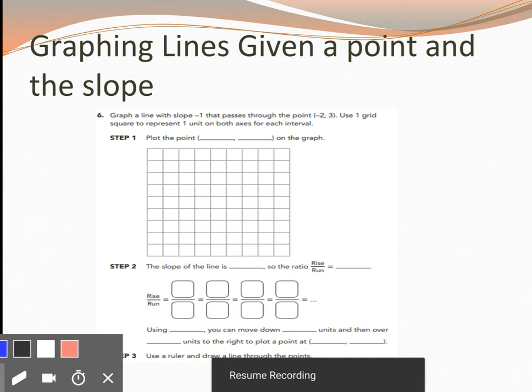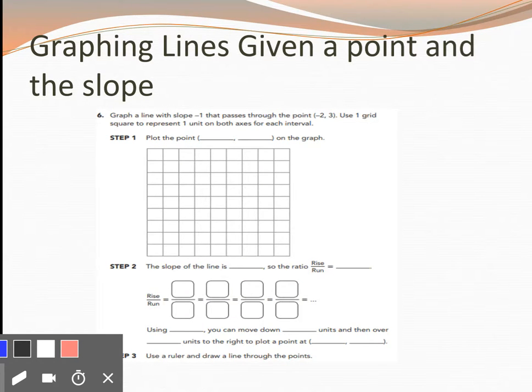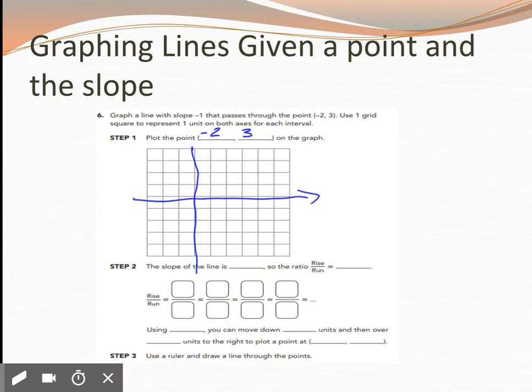Okay, number 6 and 7 I'll do with you. Graph a line with a slope of -1 that passes through the point (-2, 3). So first we need to draw a graph and plot our first point. So this is -1, -2, and we have 1, 2, 3. For my first point of (-2, 3), I'm going to the left 2 points and then up 3. So that's my first point.